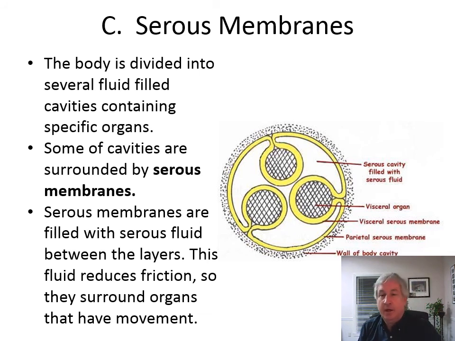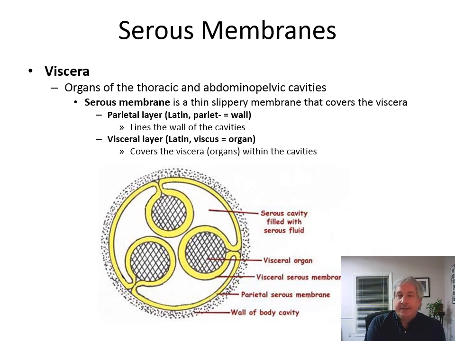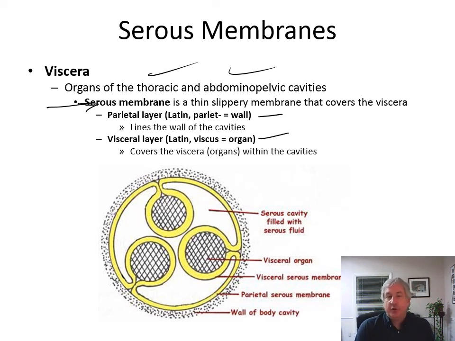Okay, next slide. So this is a simplified diagram showing what a serous membrane is and does. Talking about the viscera, which are the organs of the thoracic and abdominopelvic cavities. So the serous membrane is the thin, slippery membrane covering the viscera. Okay, you have the parietal layer, pariet meaning wall, and the visceral layer, viscus meaning organ, Latin. So the visceral layer covers the viscera, the organs within the cavity. The parietal layer lines the walls of the cavity.